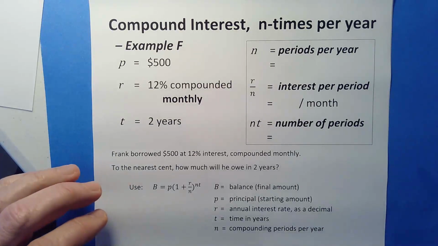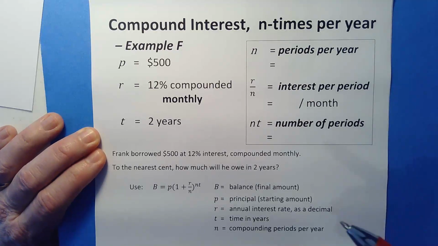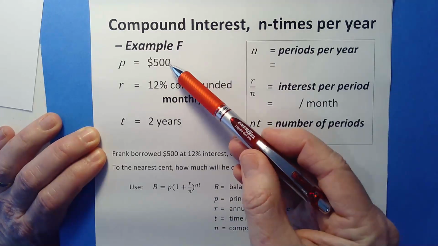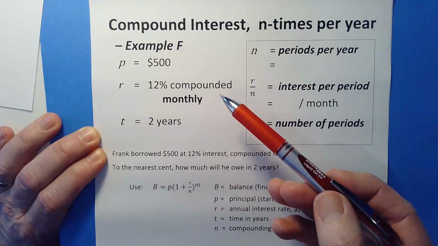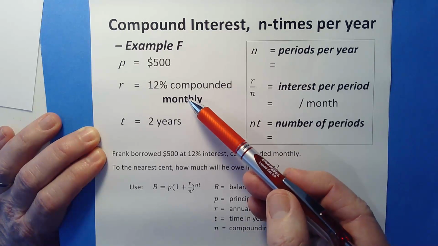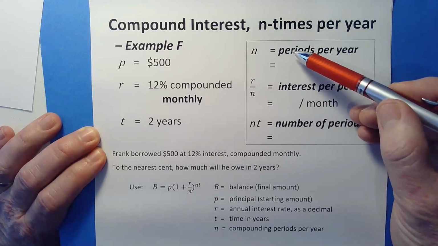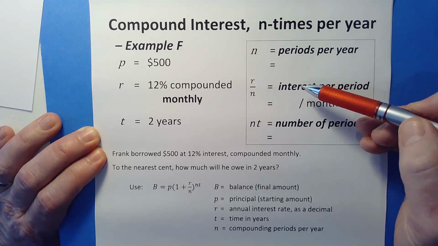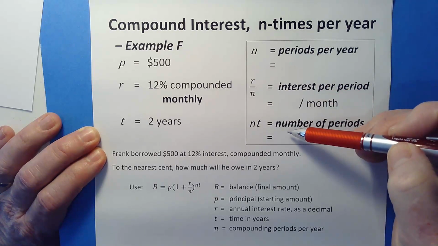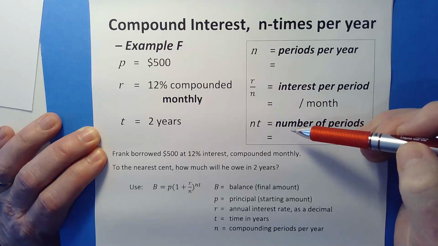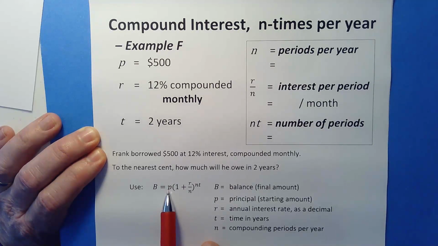It's time for example F. Just a second ago, we did an example where we had $500 compounded quarterly. Now we're going to compound that same amount monthly, still for 2 years. What's going to change is the number of periods per year, the interest per period, and the number of periods. We're going to be using this formula right here.